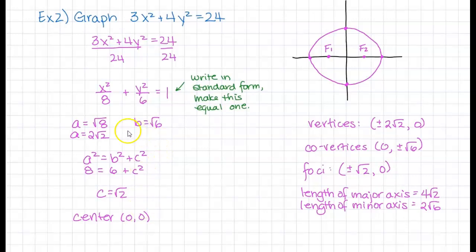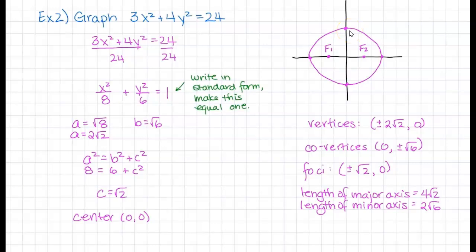Now when it comes time to graphing, the square root of 8 is just a little less than the square root of 9. So I went just a little less than 3 units left and right. The square root of 6 is in between the square root of 4 and 9, so I went up and down something between 2 and 3 units.